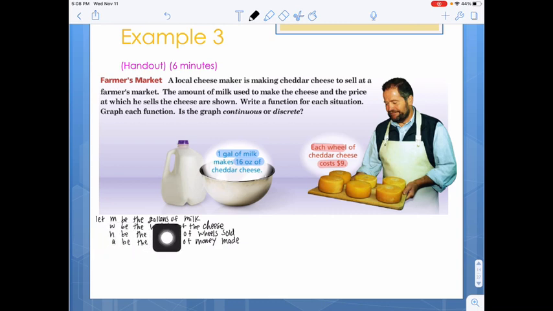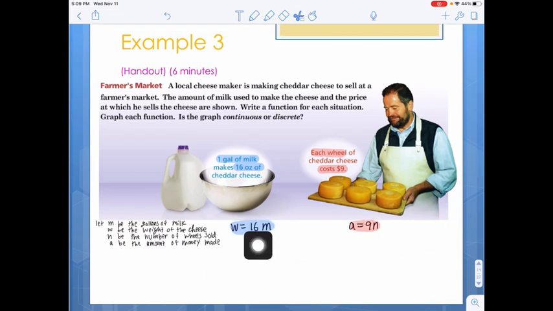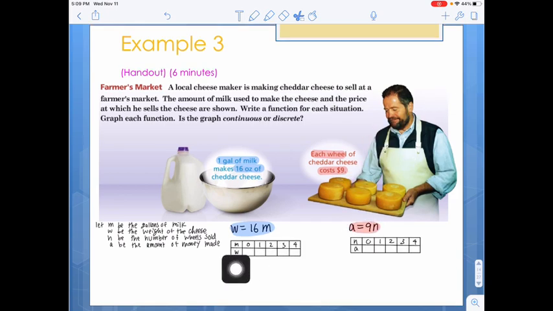If we let M be the number of gallons of milk, W be the weight of the cheese, N be the number of wheels sold, and A be the amount of money made, we can use these variables to make two equations. Since we get 16 ounces of cheese for every 1 gallon of milk, we can say 16 times the number of gallons will give us the weight. Similarly, since each wheel costs $9, the amount of money made will be 9 times the number of wheels we sell.